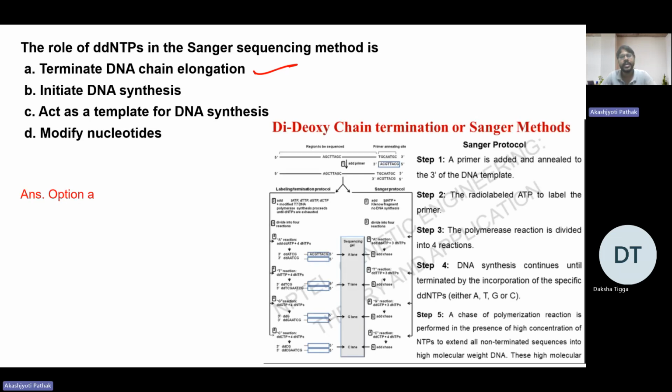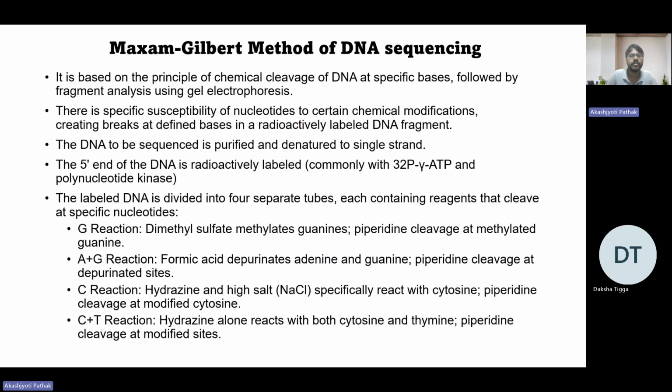Okay, so you can read this. Then we will move on to the Maxam-Gilbert method of DNA sequencing. This is also known as the chemical cleavage method, the chemical cleavage of DNA at specific bases. There we were using ddNTP analogs, but here we are chemically treating the DNA with different chemicals.